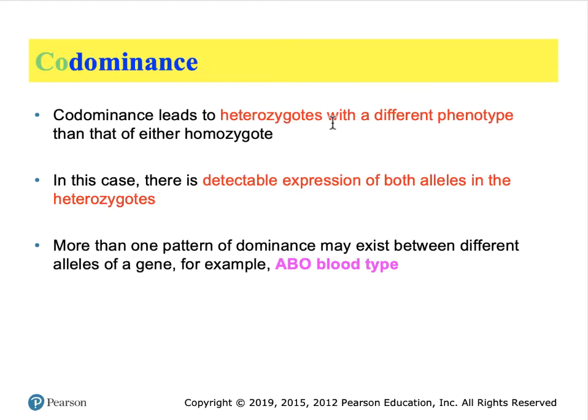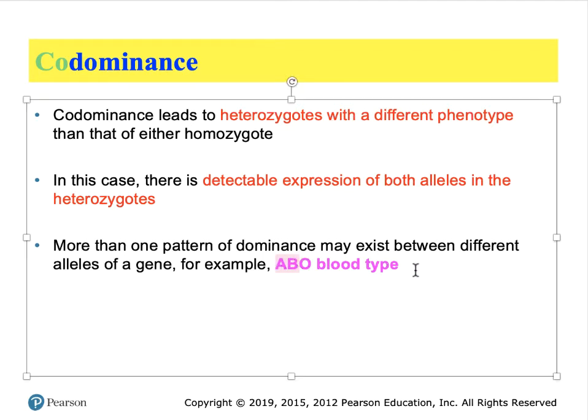This occurs for some genes. And an example is the ABO blood system. And this is a bit more complicated than simple codominance. But let's define codominance and we'll come back to the ABO blood system. So in this case, if you're heterozygote, you will express both the dominant and the recessive alleles at the same time.